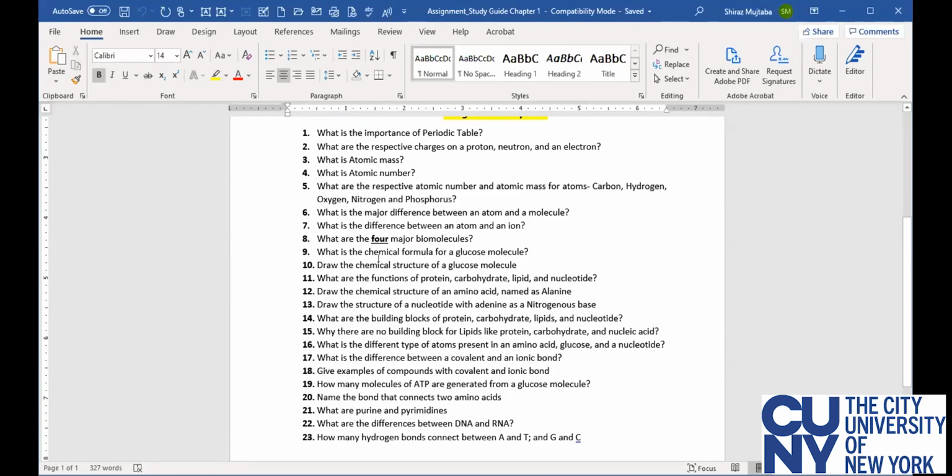I told you the chemical formula for glucose. Draw the chemical structure of glucose.